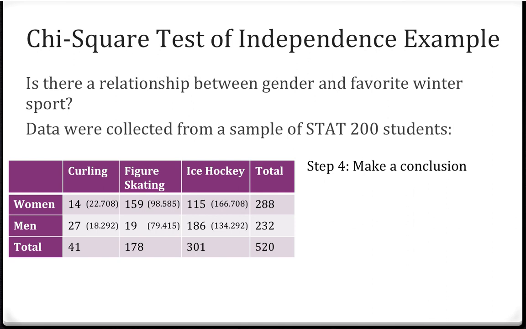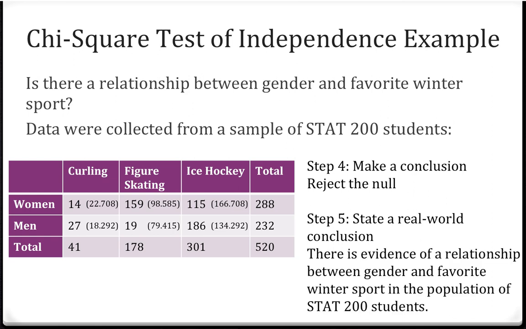Step 4, we make a conclusion. Our p-value is very small. It was less than 0.05, so we reject the null hypothesis. In step 5, state a real-world conclusion. There is evidence of a relationship between gender and favorite winter sport in the population of STAT 200 students.